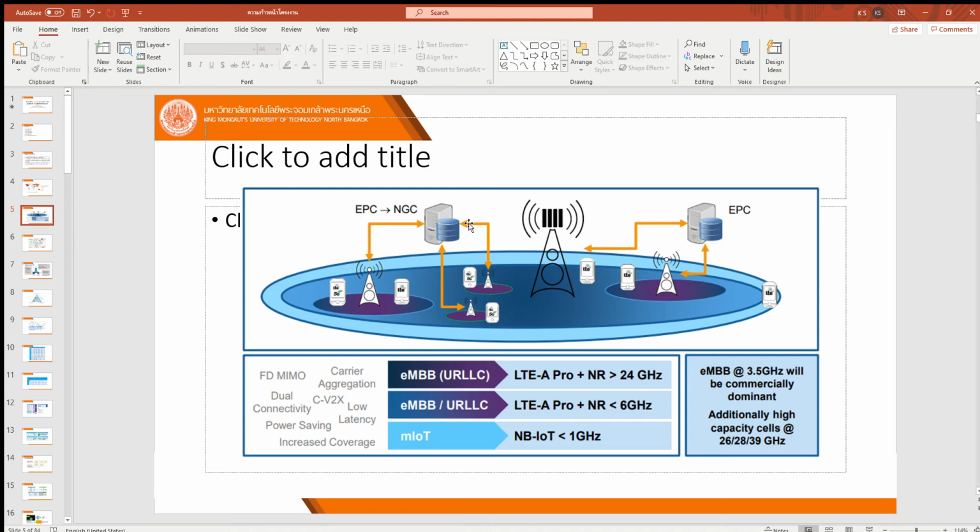So they use many kinds of technology like FD-MIMO, carrier aggregation, dual connectivity, C-V2X connectivity and low latency, power saving, and also increased coverage. So the frequency for 5G will be around 3.5 GHz. That will be commercially dominant. Then they will add in the millimeter wave frequency, which is 26, 28, or 39 GHz. That will depend on what country is going to use it.